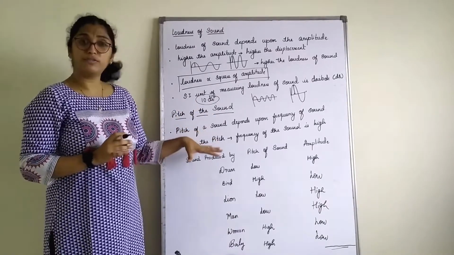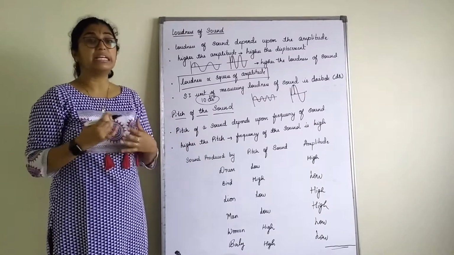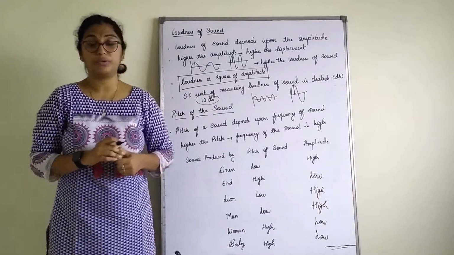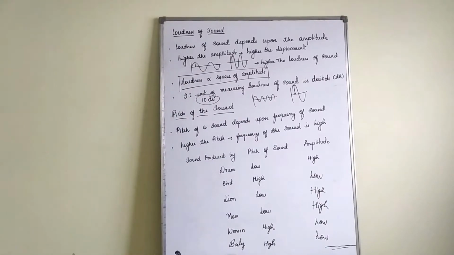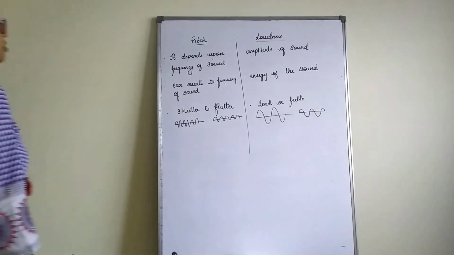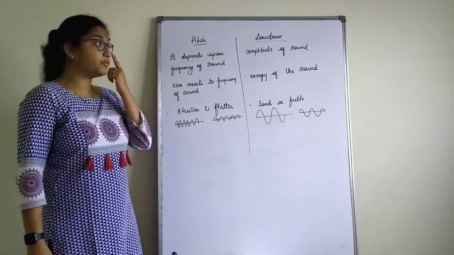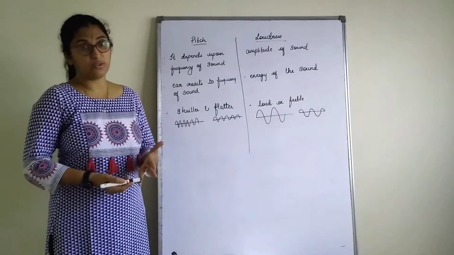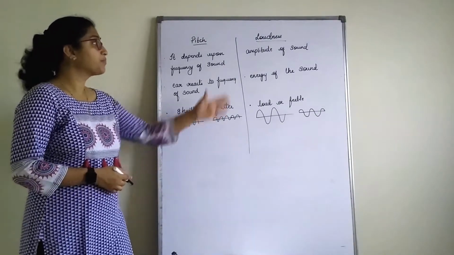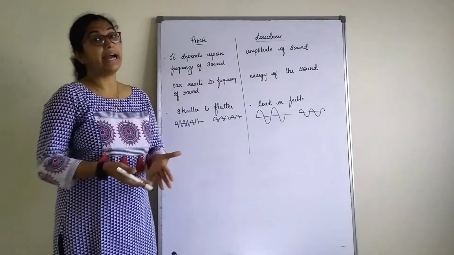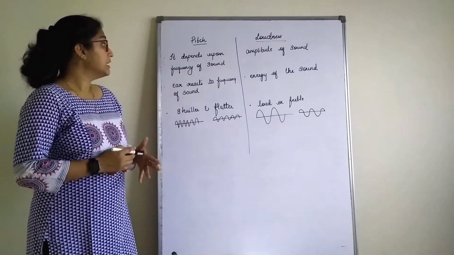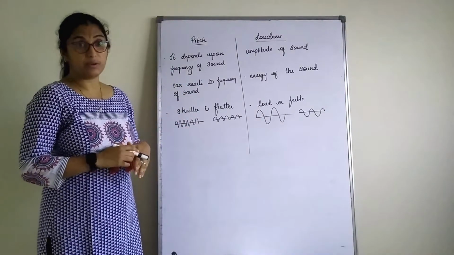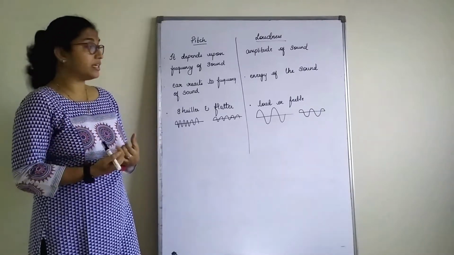Now the last part of today's concept is, let's understand the difference between pitch and loudness of a sound. Pitch depends upon the frequency of the sound. We already understood in the previous part that loudness depends upon the amplitude of the sound. In pitch, the ear reacts to the frequency of the sound. That means how we are able to hear it.